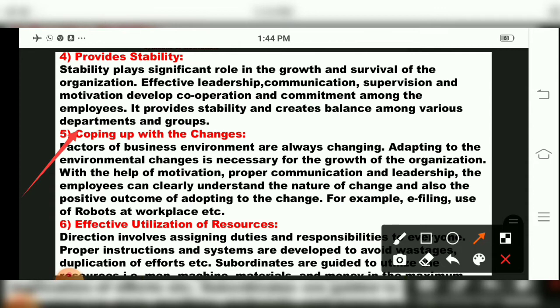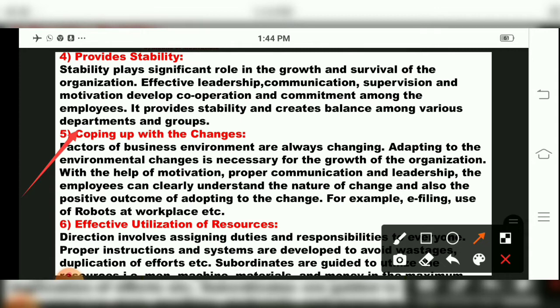But we have to accept that. Coping up means what? Accept that change. Understand those changes. But when will it be possible? When there is proper mutual understanding between the manager and the employees. So they will accept the change. Whatever change comes in the company or organization, accept that, be motivated by that, and do work according to that.